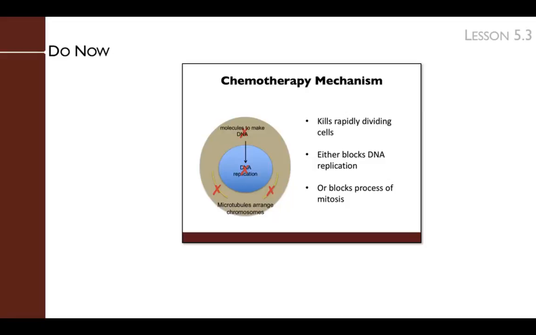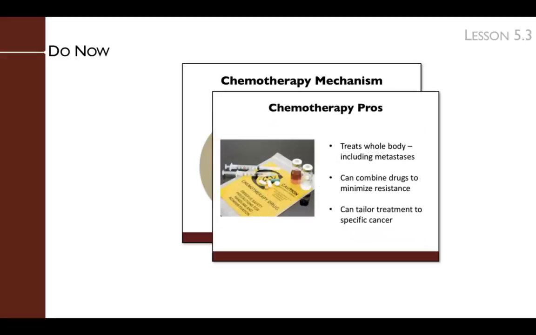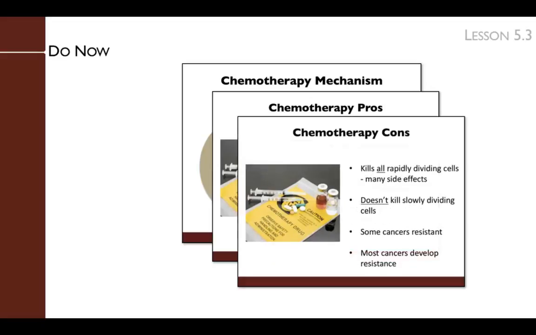It works by stopping the pathways that are involved in cell division. Patients often receive multiple chemotherapy drugs at a time in order to avoid drug resistance. However, chemotherapy affects all rapidly dividing cells, leading to many side effects, and some cancers can remain resistant.